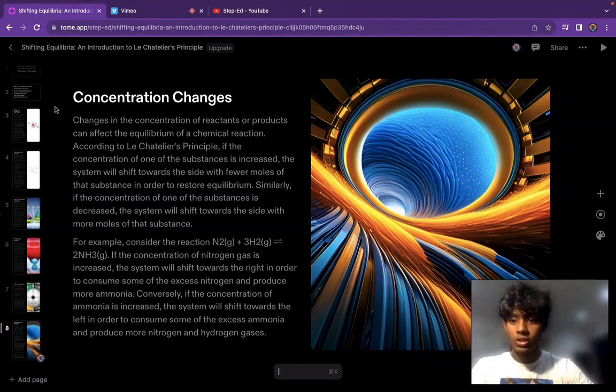The concentration of nitrogen gas is increased. The system will shift towards the right in order to consume some of the excess nitrogen and produce more ammonia. Conversely, if the concentration of ammonia is increased, the system will shift towards the left in order to consume some of the excess ammonia and produce more nitrogen and hydrogen gas.